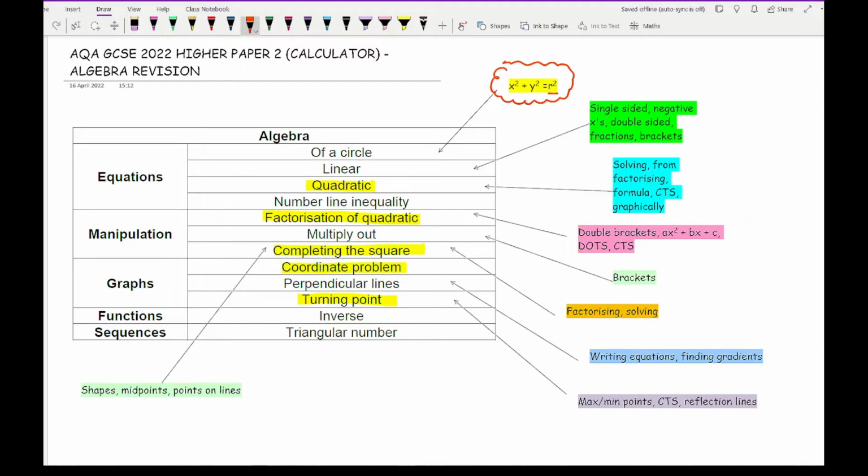Then it moves on to number line inequality. So again, I've not really put a lot on this one because it's quite self-explanatory. So this again could be a multiple choice question, could be one of the very early questions, but basically representing an inequality using a number line.